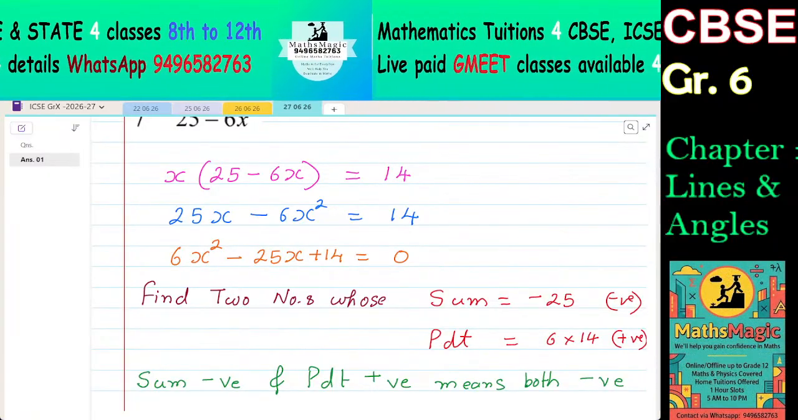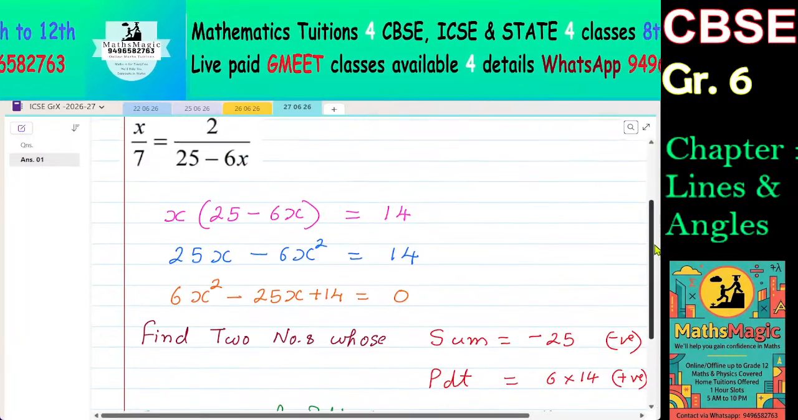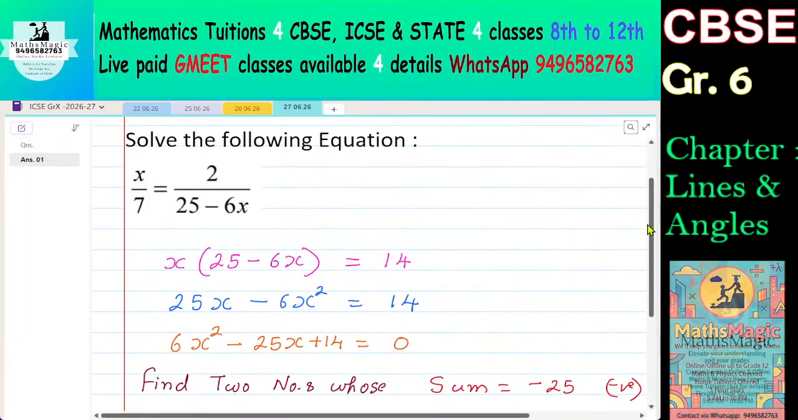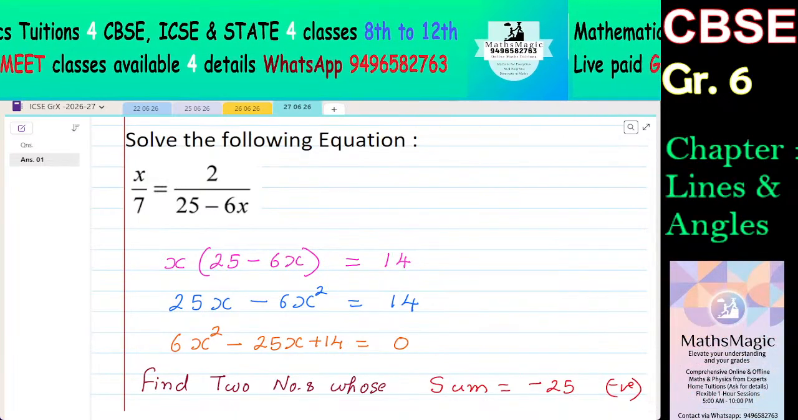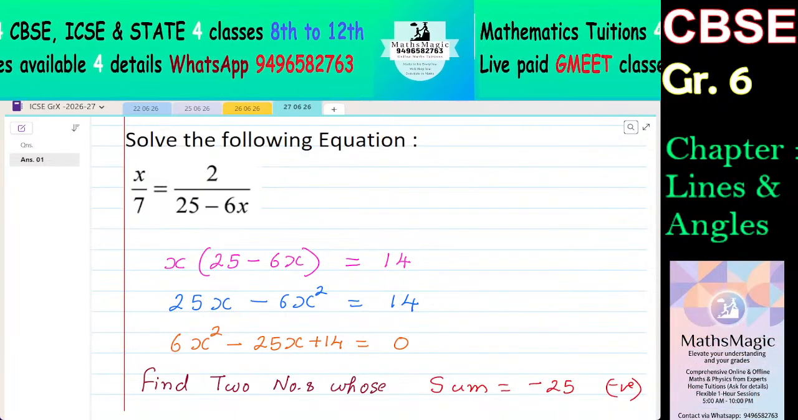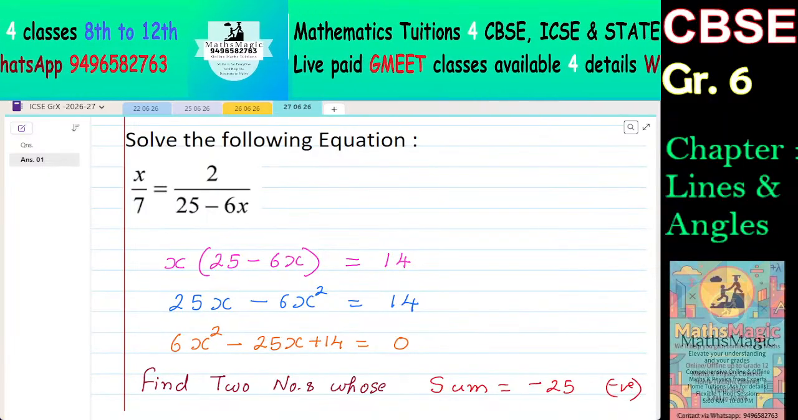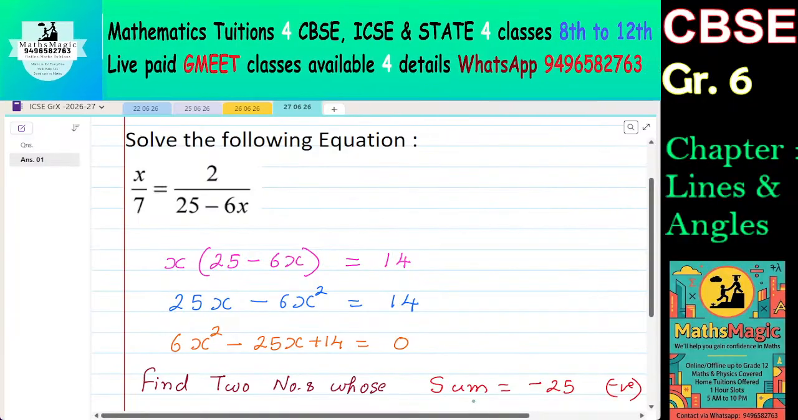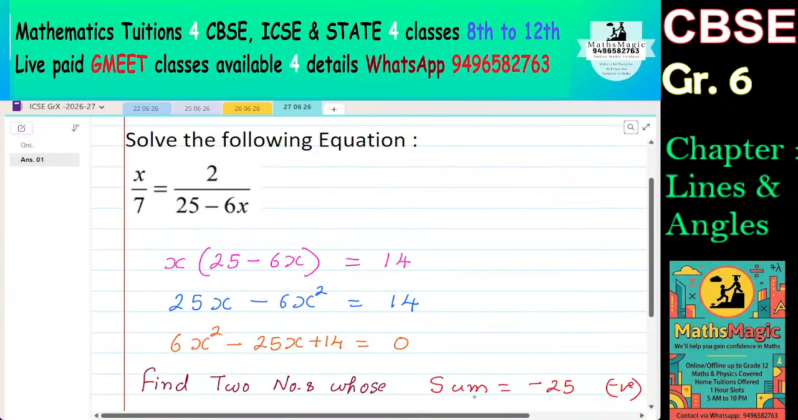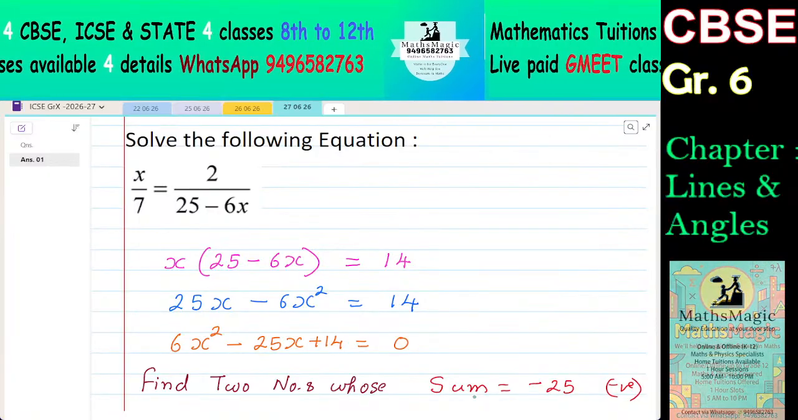Okay, hope you have completed the first one. I'm just trying to solve the first one. Solve the following equation: x by 7 equals 2 by 25 minus 6x. So the question is, solve x by 7 equals 2 by 25 minus 6x.